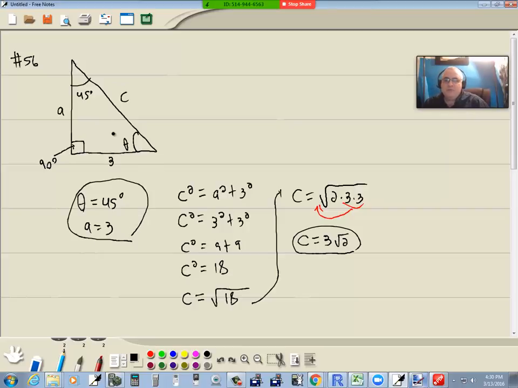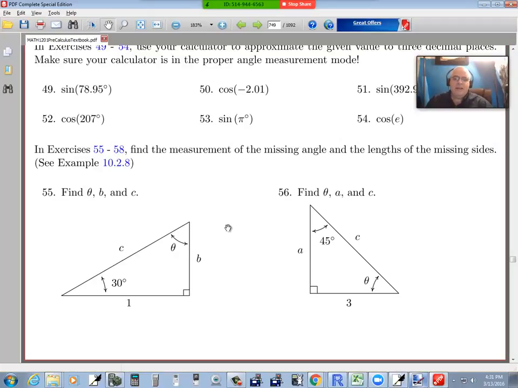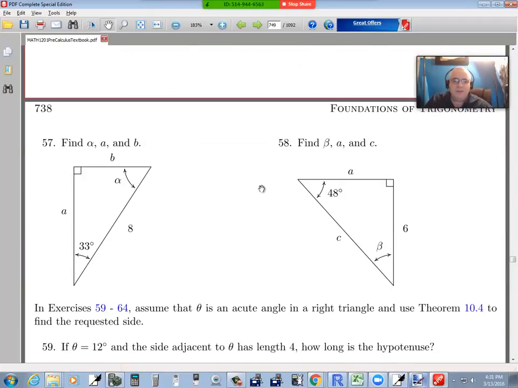Now if this wasn't one of our standard triangles, then we'd have to use sine is equal to opposite over hypotenuse, cosine is equal to adjacent over hypotenuse, and tangent is equal to opposite over adjacent. Now you could use special triangles in 55 and 56, but when you get down to 33 and 48, you can find the angle using the same technique we just did, but to find the missing sides, this requires you to use one of your trig functions.